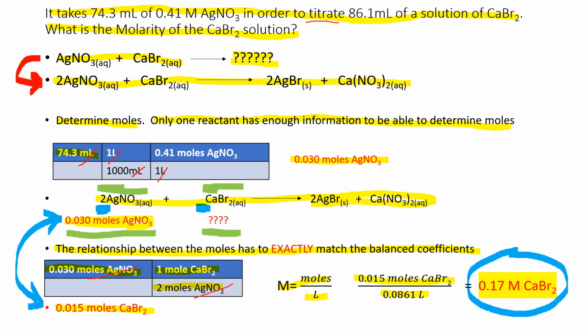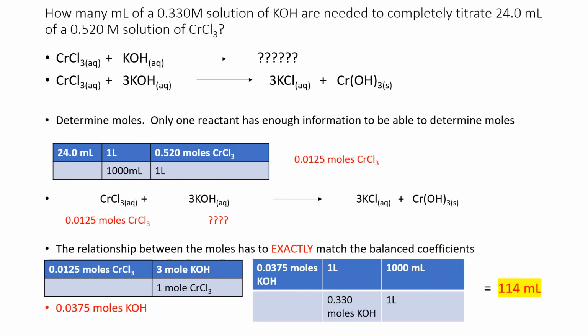Since titrations are a little bit of a new problem type, I want to do another example of a titration so we can get a little bit more practice. So again, this is going to be a double displacement reaction. We're asked a little bit different question, but it's still a titration. How many milliliters of a 0.330 molar solution of KOH are needed to completely titrate 24 milliliters of a 0.520 molar solution of CrCl3? So what are we being asked?